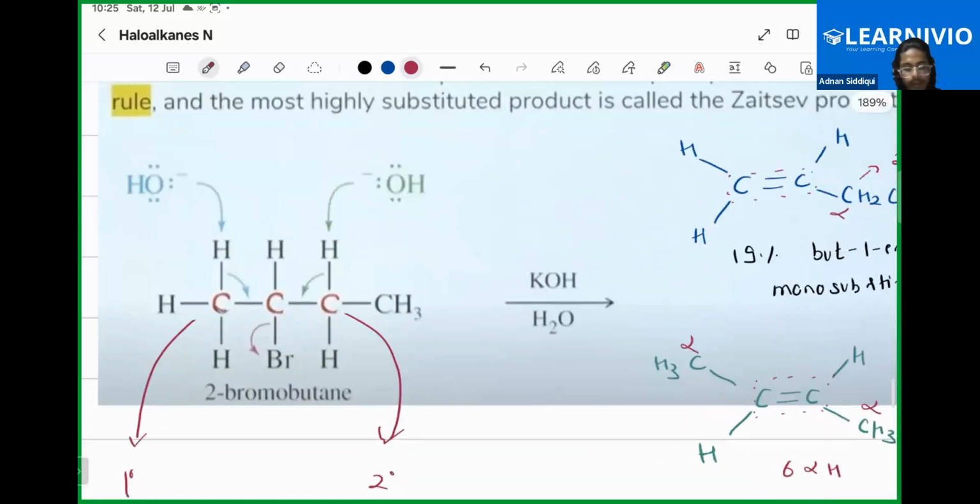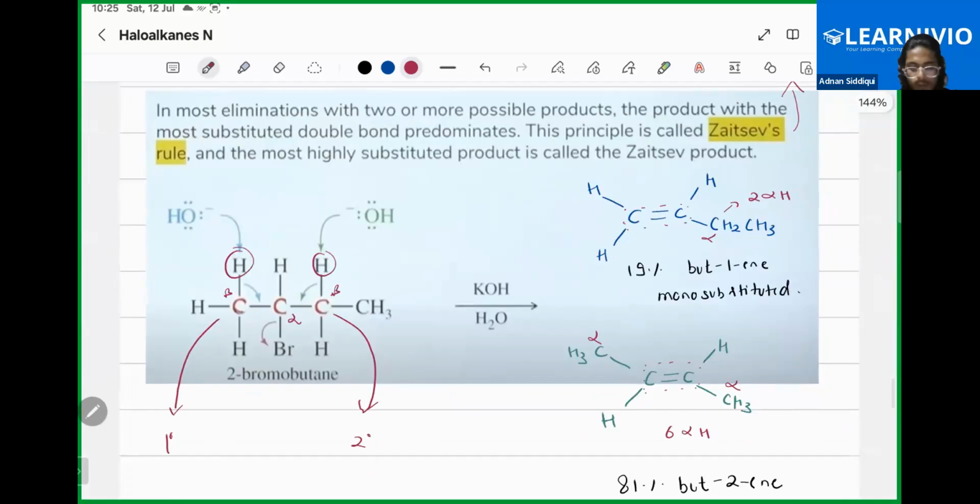See, the main thing is you have to remove the hydrogen from the beta position. The position which is directly attached to bromine is alpha, and this is beta, and this is beta. Here we have two beta positions. So the question is, which hydrogen should be removed? You can remove this one or this one. So which one will give you a more stable product?